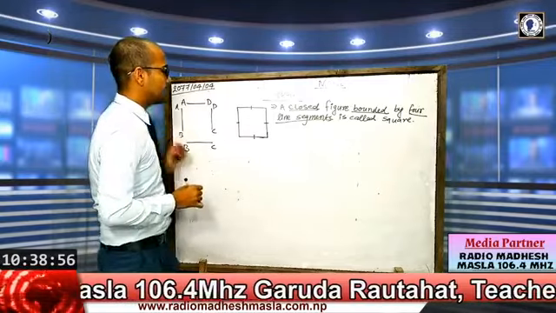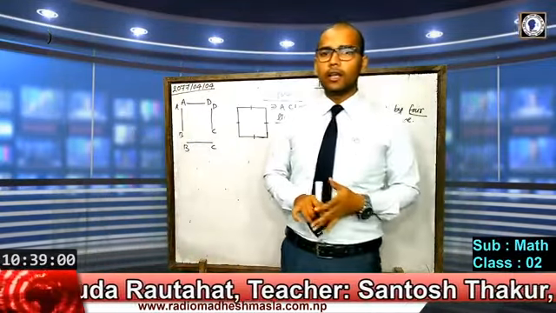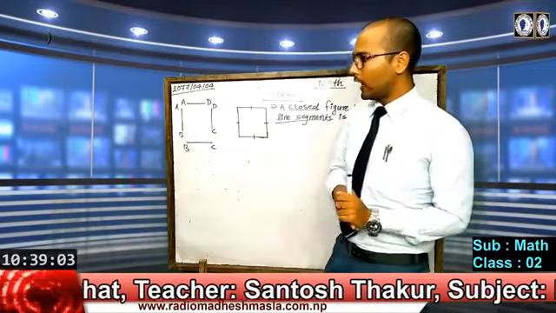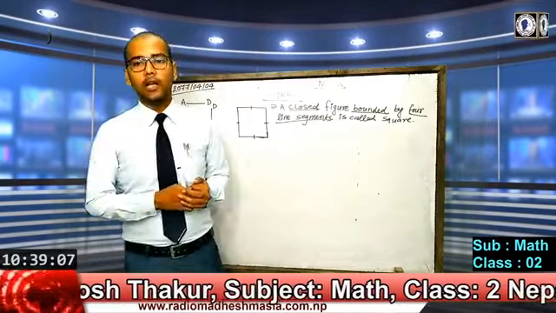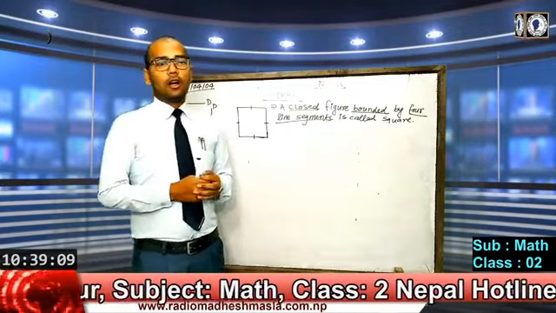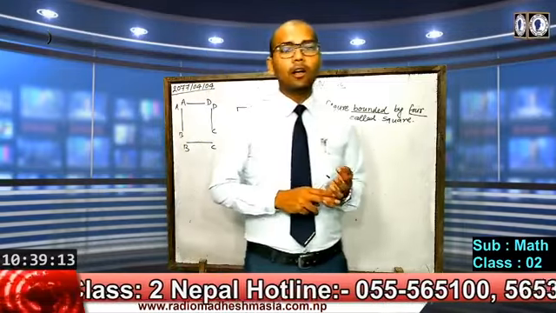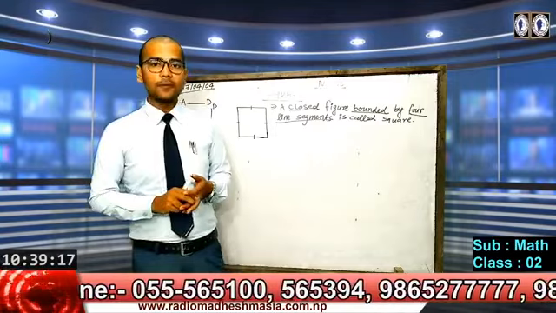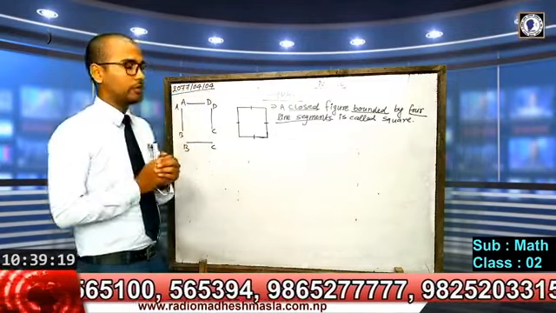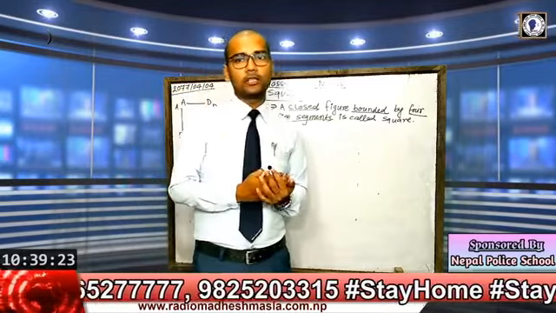So students, as we know, we have learned this already, in the types of line segments. There are 3 types of line segments: vertical, horizontal, and slanting line segments. According to that, we discussed vertical and horizontal line segments.